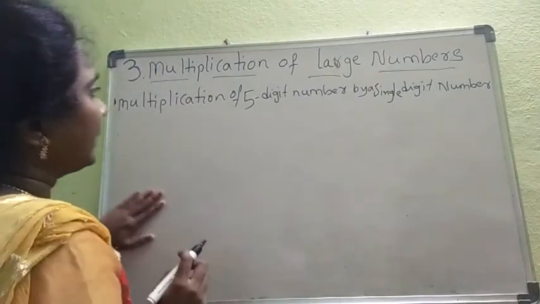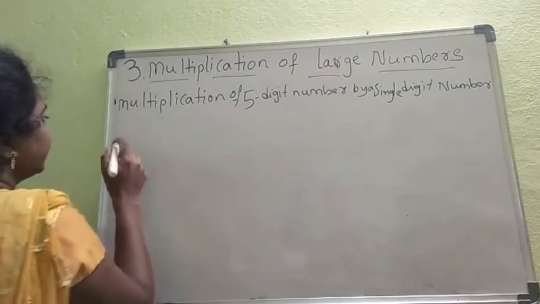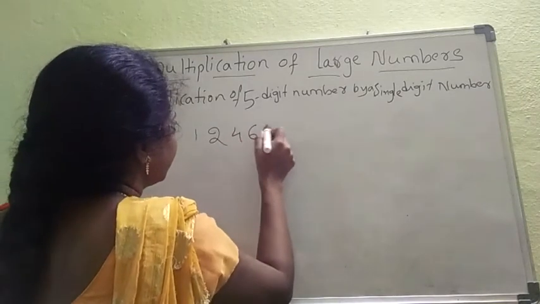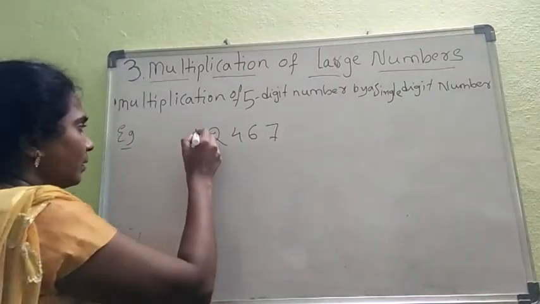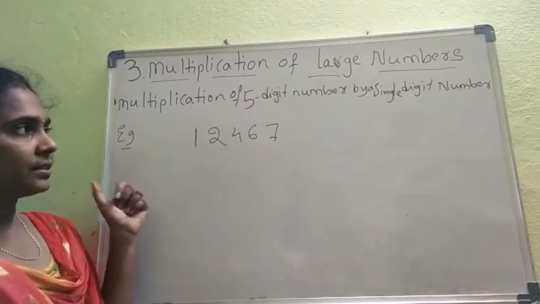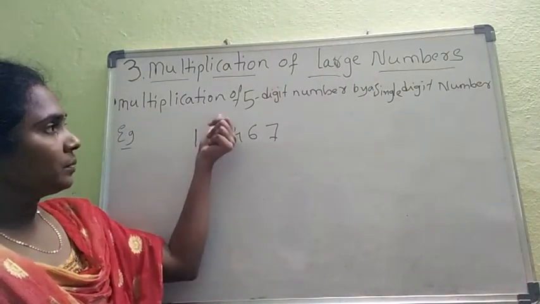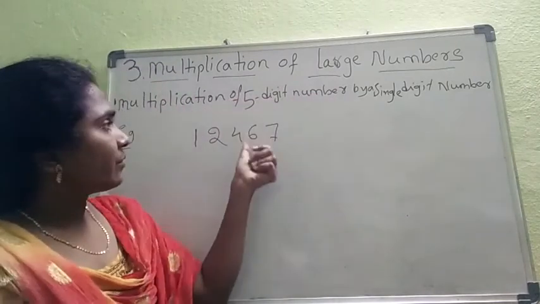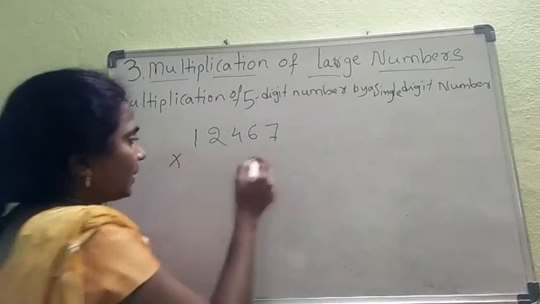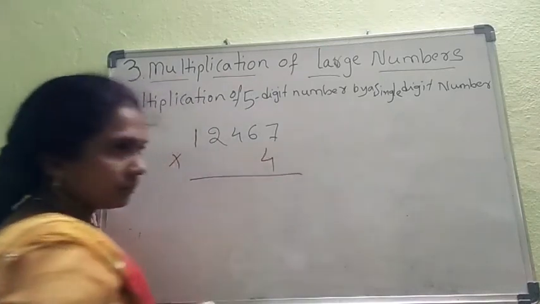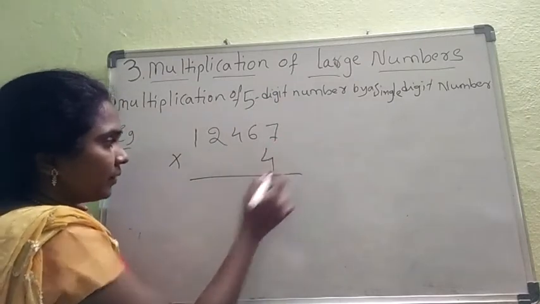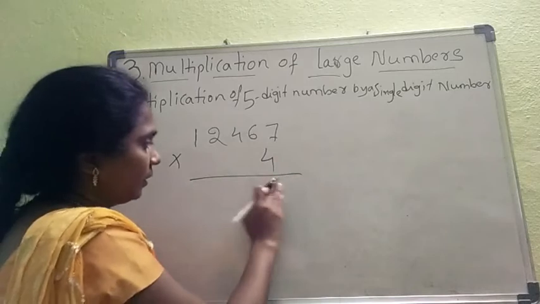Now again I will take a 5-digit number. Right, this is the 5-digit number. How many digits do we have in the given number? That is 5 digits. So you need to multiply this 5-digit number by a single digit, right? You can take any single-digit number. Now I am taking 4. Now you are multiplying the given number with the ones place, that is only 1 digit we have, okay?